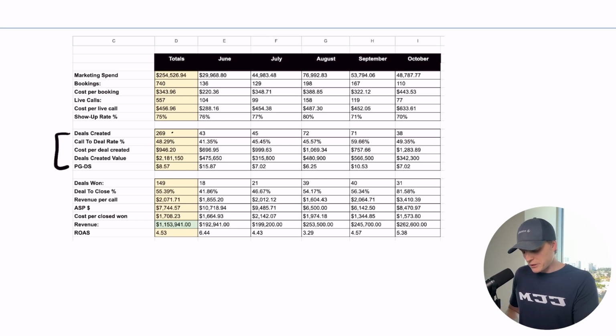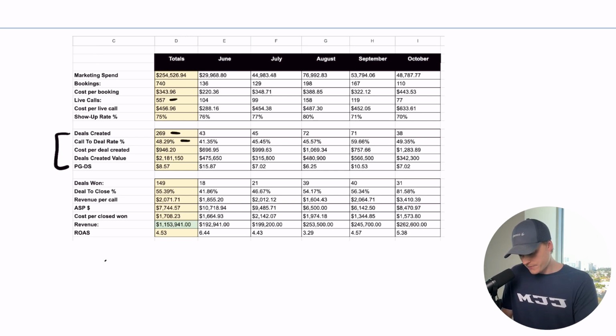So deals created. We opened 269 deals here on 557 live calls, okay? Call to deal rate percentage, that is 269 into 557. So call to deal rate, 48%. Why does this number matter? It measures the quality of your calls, okay?